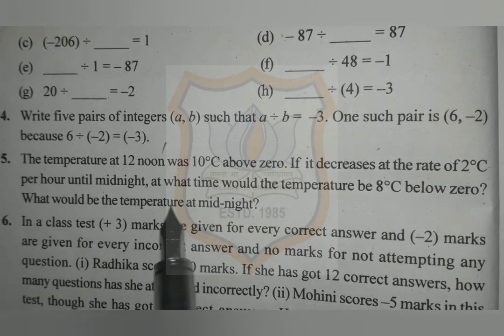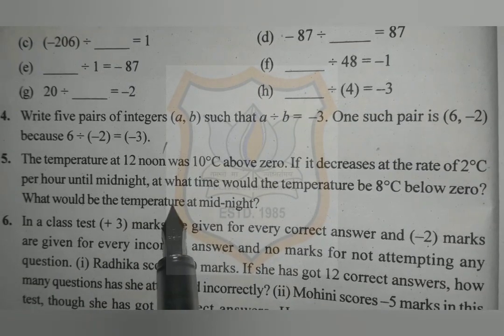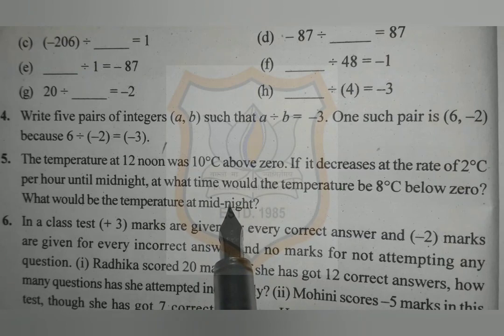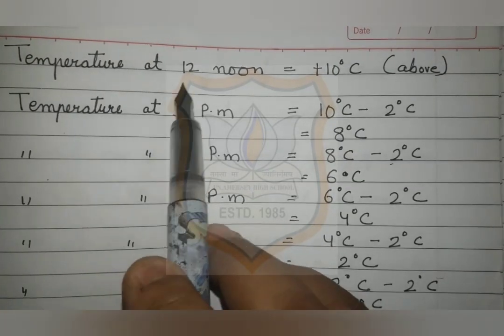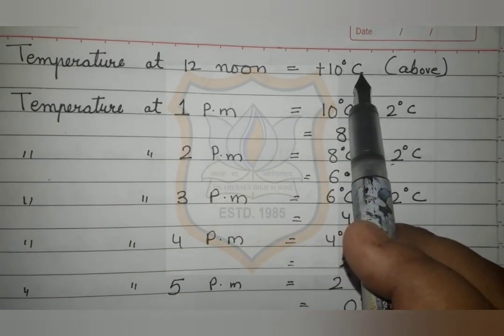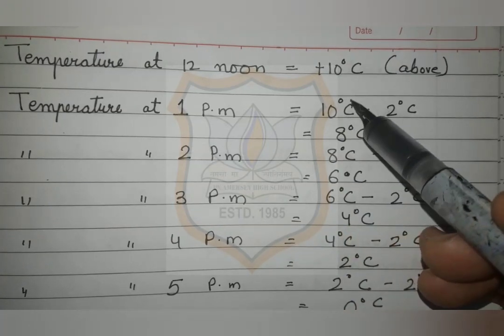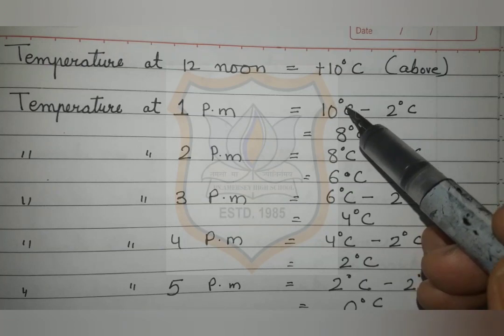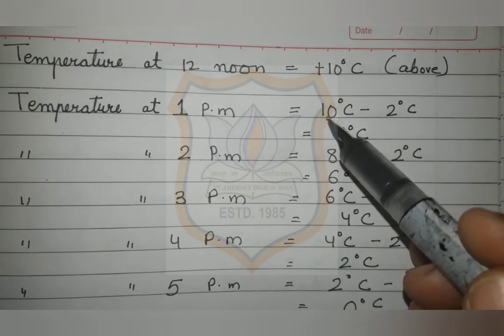What would be the temperature at midnight? Again you have to calculate the temperature at midnight. Midnight means 12 o'clock in the night. That also you have to calculate. Temperature at 12 noon is equal to plus 10 degrees Celsius. That is already given in the question. Now students, we have to calculate the time at which the temperature is minus 8 degrees Celsius.